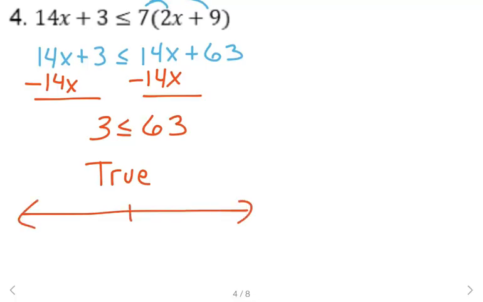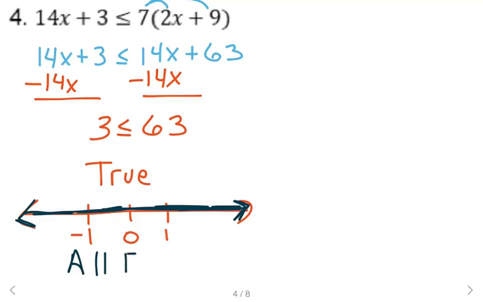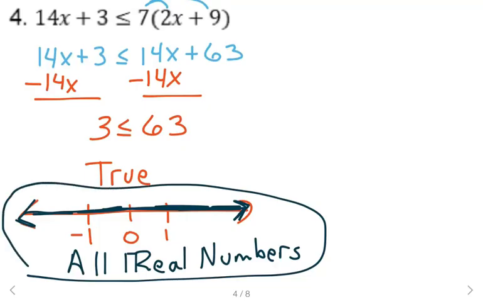any values, it really doesn't matter. So we could say maybe just starting at 0, negative 1, and positive 1, and so on. Any value works. 3 is always less than or equal to 63. And so we would just shade in the whole graph. In words, we could say this is all real numbers. Any real number that we put into this inequality works.